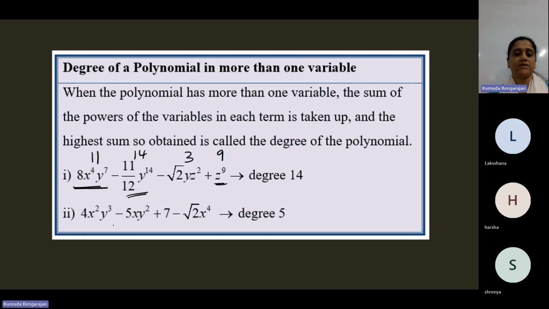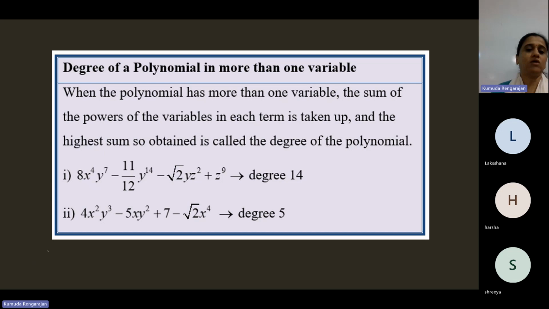All right, see the next one. First term, two variables x and y. Power 2, power 3, so 2 plus 3 is 5. Power of x, power of y: 1 plus 2 is 3. x means x to the power 1, so 1 plus 2 is 3. Here in 7, no variable, leave it. Here, one variable x, 4. Now 5, 3, 4. Degree 5. That's it.